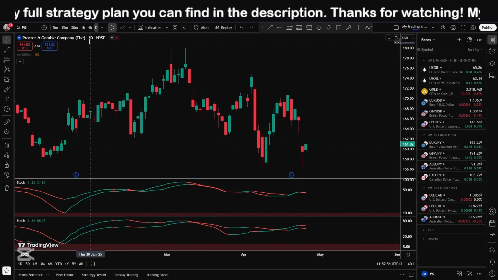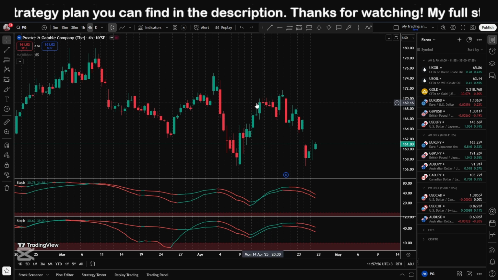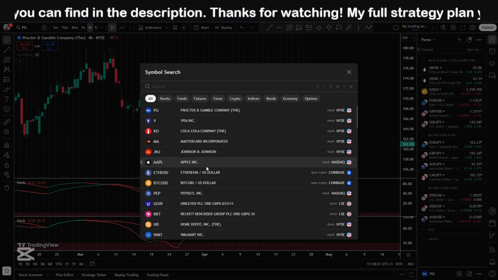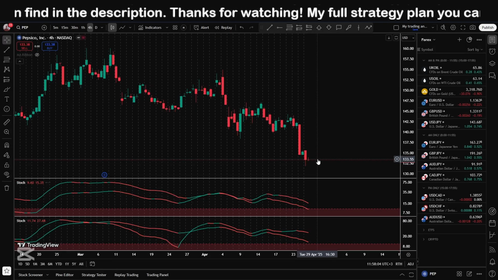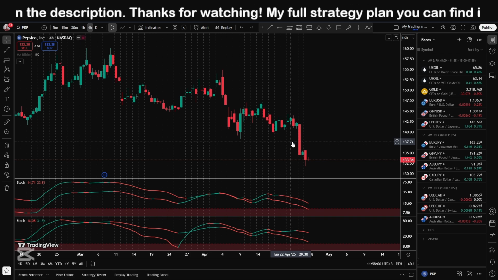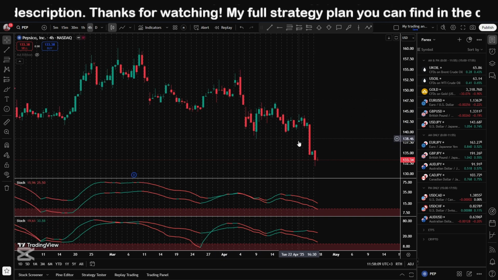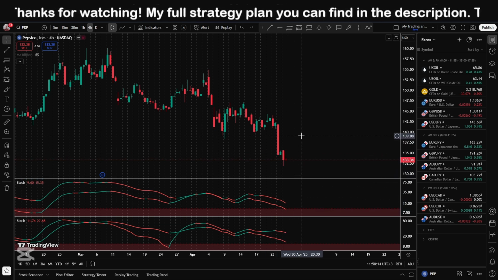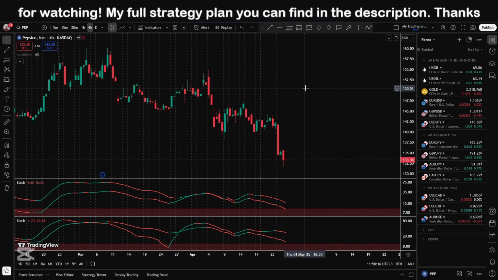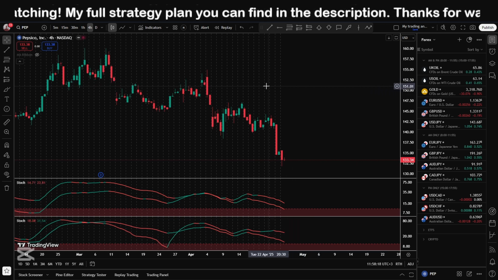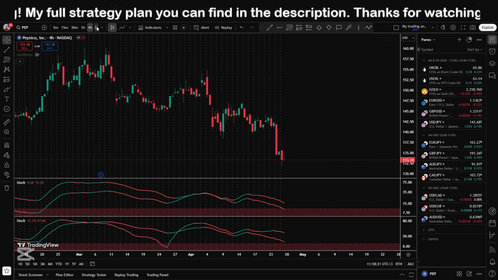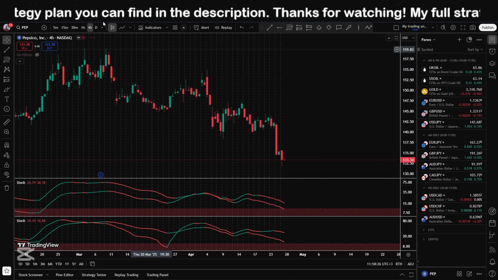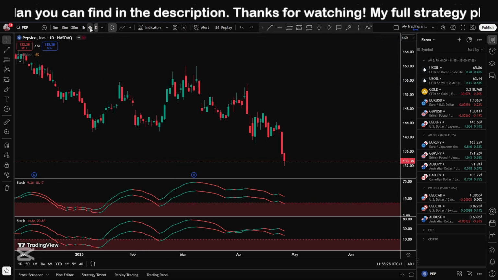Procter & Gamble, nothing, and here. PepsiCo, on the 4-hour, we have a downtrend. Price is close to these two oversold zones. Maybe next week we will have signs for buys here on the daily and on the 4-hour.